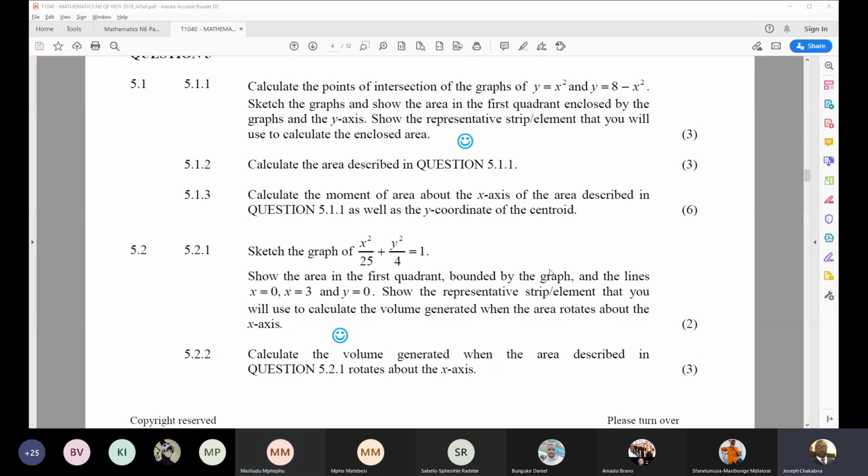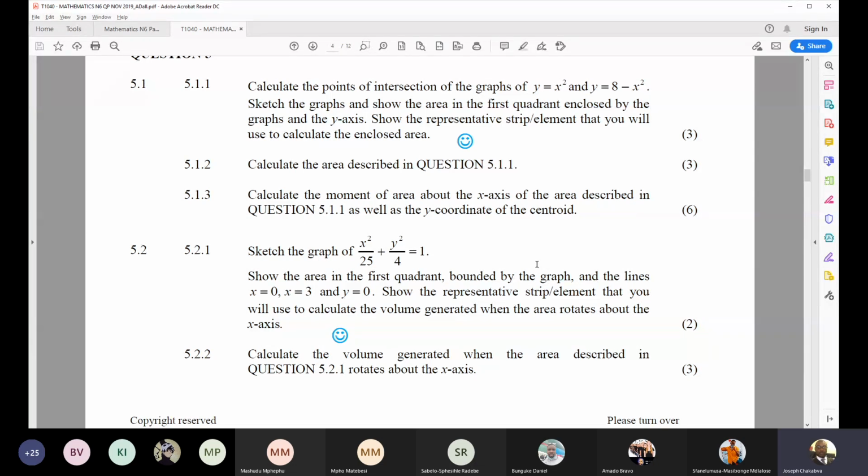Okay, cool. Now, if you look at it, usually it's about 10 marks each section, like 5.1, 10, 5.2, 10, 5.3, 10. That's how they give the marks. So look at 5.1. It says calculate points of intersection, sketch the graphs. That's 3. Now 3, if you remember well, means 6 marks.